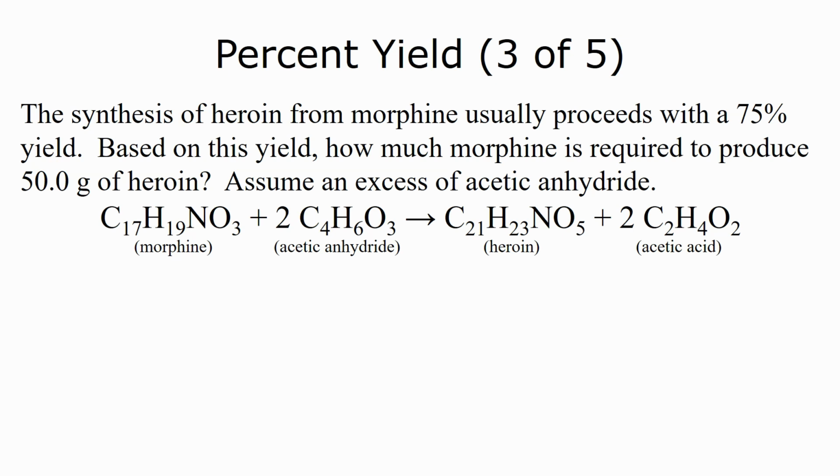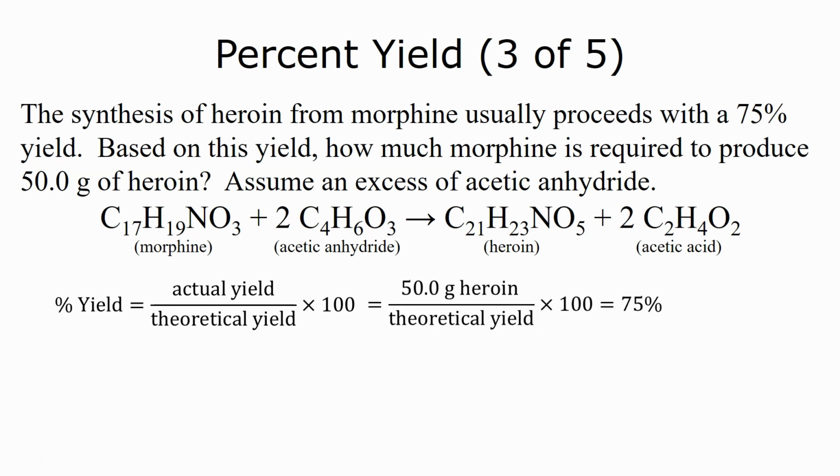So what we've been told here is that if we want to make 50 grams of heroin, we have to take into account that this reaction only proceeds at 75%. It's not going to go all the way, or perhaps there's some byproduct, or maybe we've lost product because someone stole some of it.